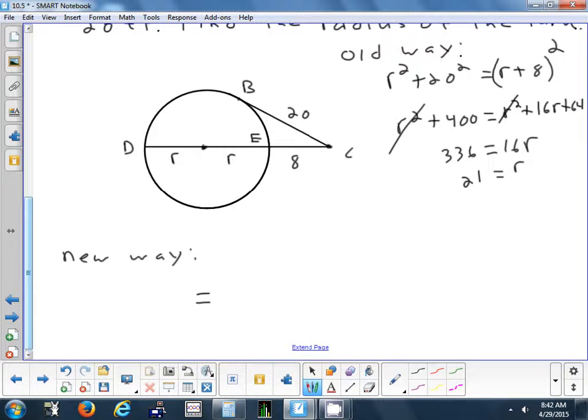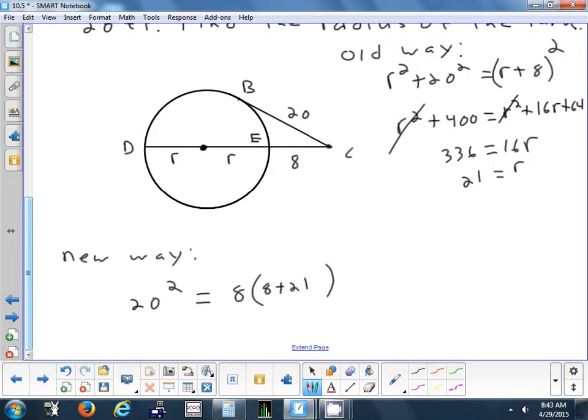Anyone think they can set up the equation, what I'm going to multiply to get r? 20 to the second power. Yep, so you're going to do the length of the external part times the length of the whole thing, which in a tangent segment is the same. 20 times 20, good. Equals 8 times 8 plus 2r.